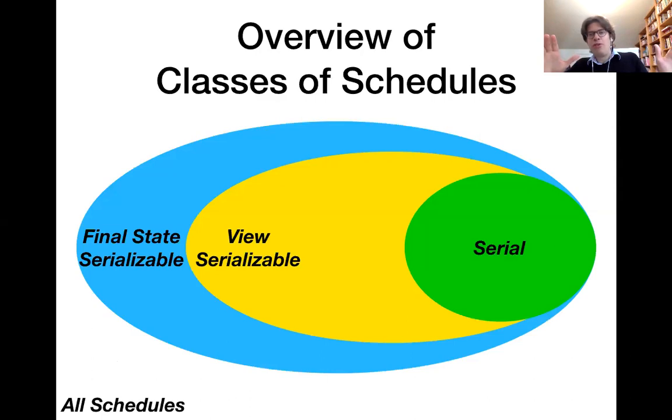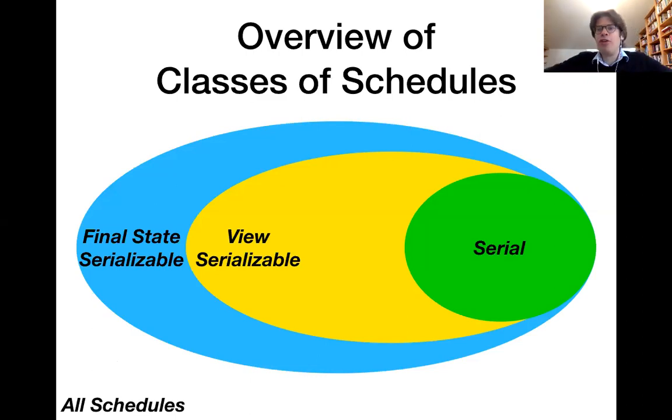So this is an overview of what we have seen so far. This is an illustration of the different classes of schedules that we have been discussing, as well as how those different classes of schedules relate to each other. You see that we have inclusions among them.